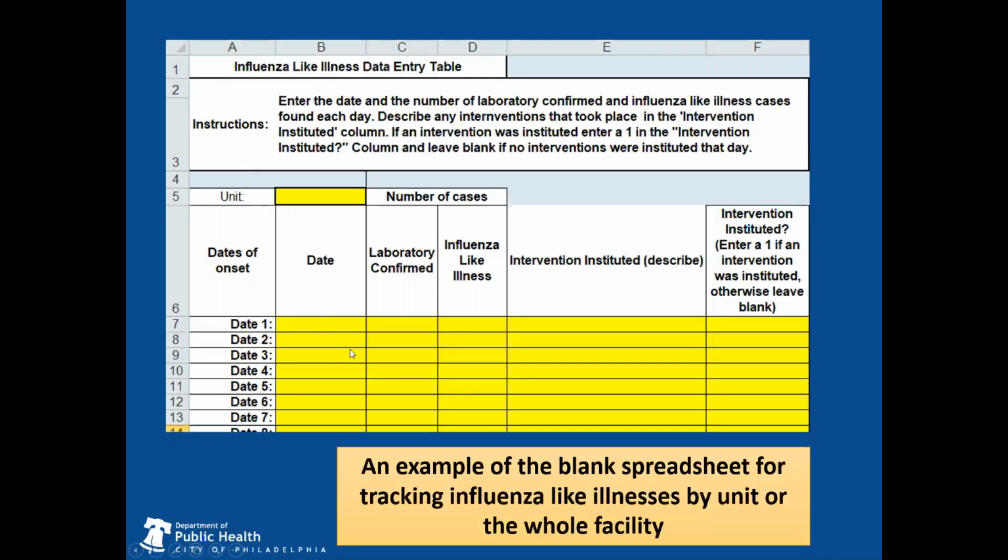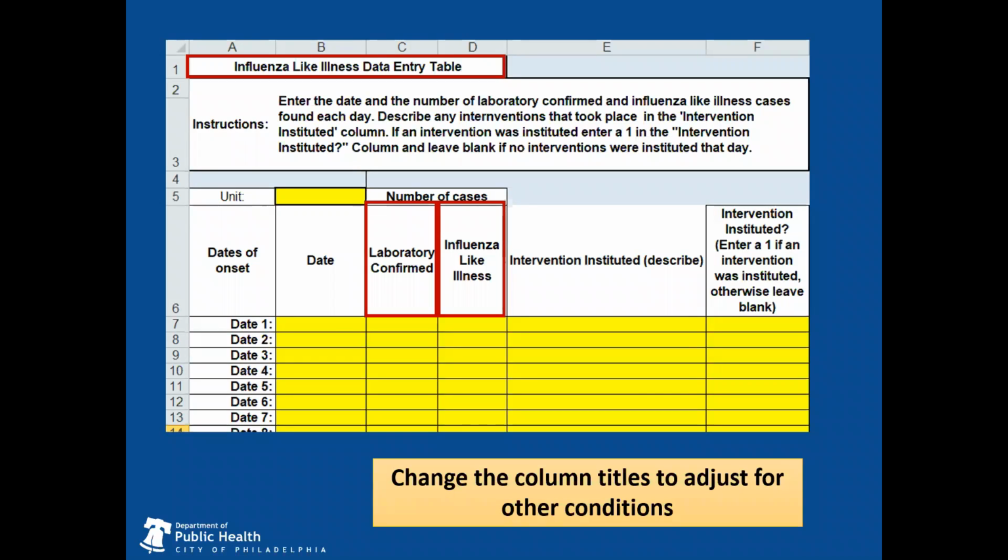We only created one table, and you can either download multiple copies if you want to track multiple units, or if you are tracking multiple outbreaks, you could also just download multiple sheets. But we just created one table for this. You can change the column titles to adjust for other conditions. So perhaps you want to look at norovirus or some other infectious condition that is an outbreak in your facility. You can change these titles to match that.